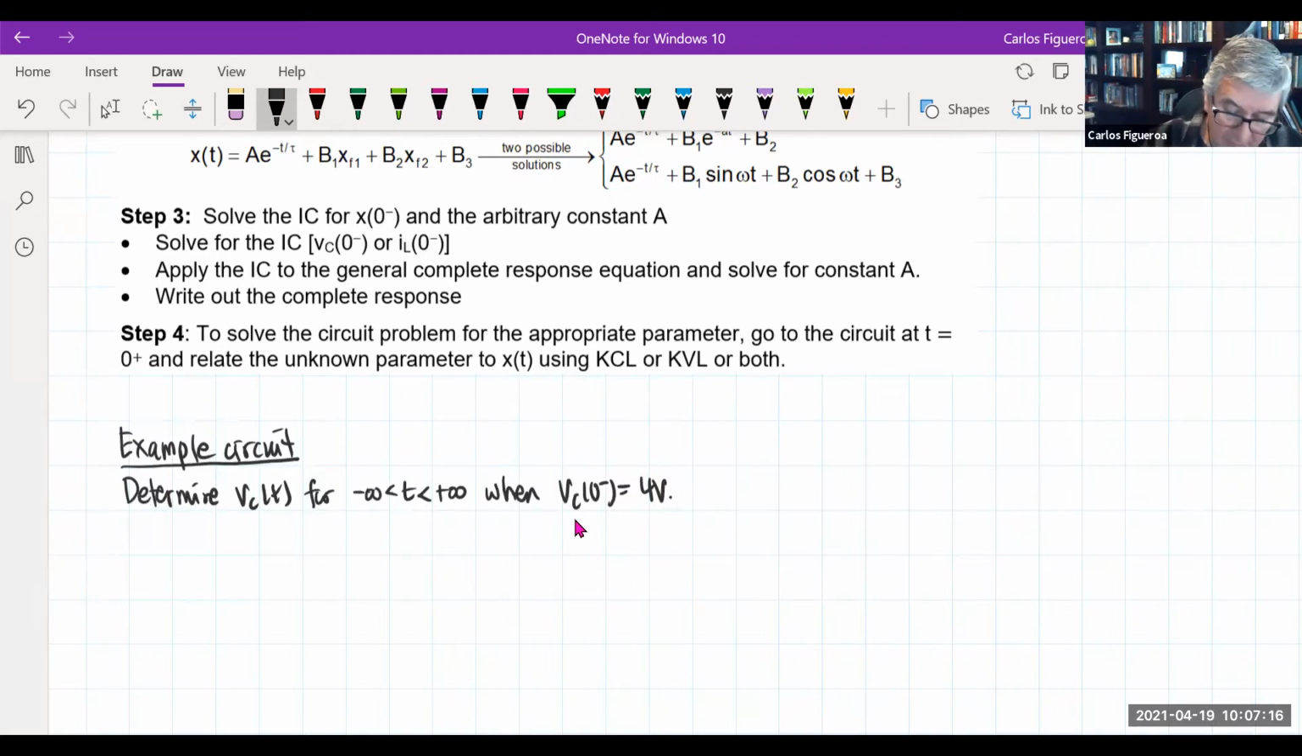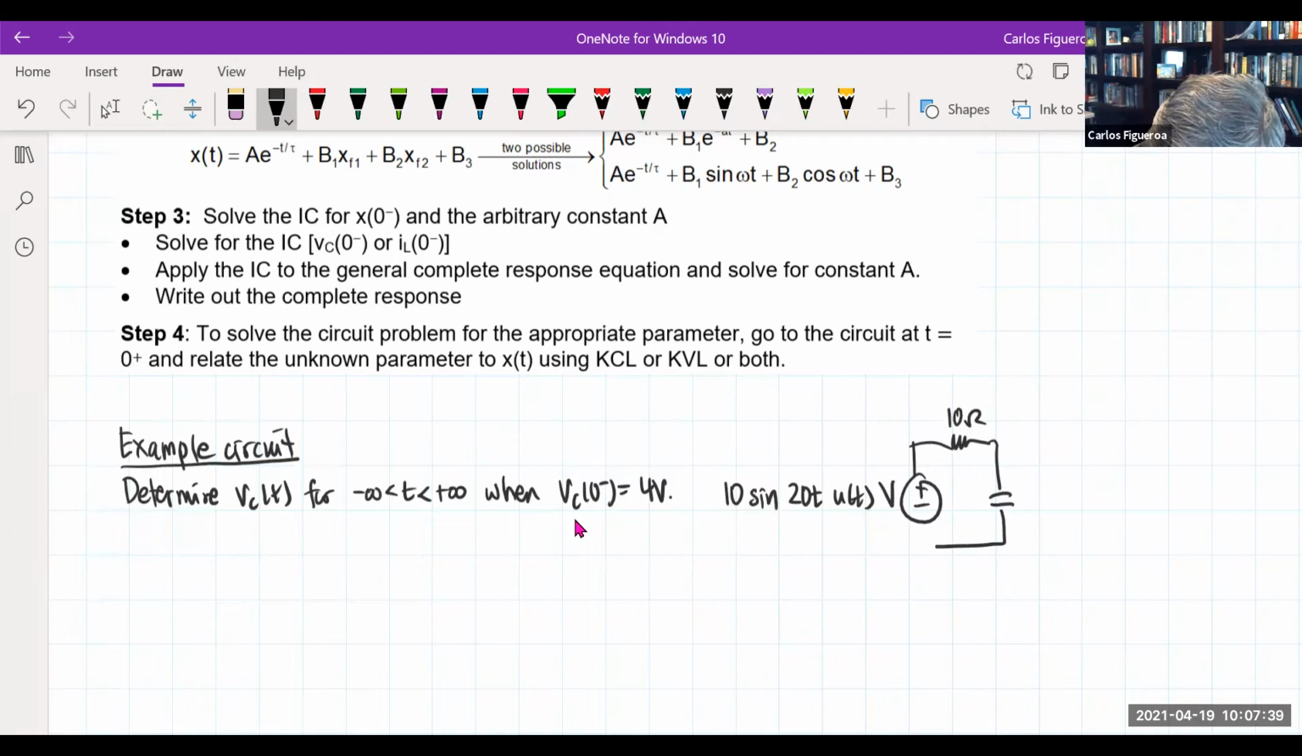So what does my circuit look like? My circuit's going to be 10 sine of 20t u of t volts, and then I'm going to have a 10 ohm resistor, then a capacitor. And this is a 10 millifarad cap. Our whole goal, of course, is to solve for the voltage of this capacitor right here.